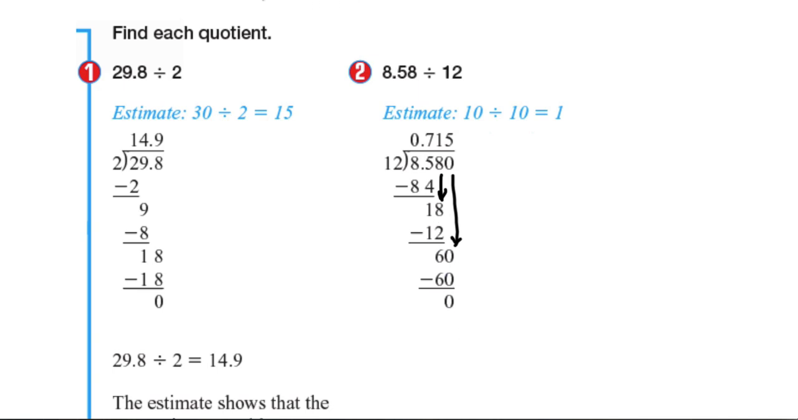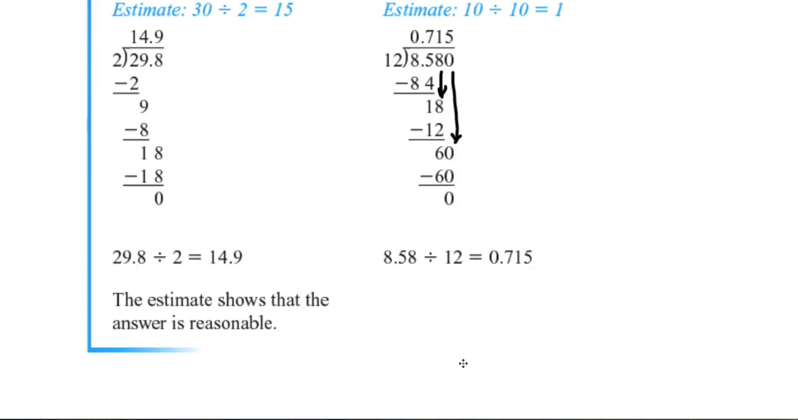0.715. So 8.58 divided by 12 is 0.715. Did I say 0.017? It's 0.715, I'm sorry. So the estimate is close enough. The answer is pretty reasonable.